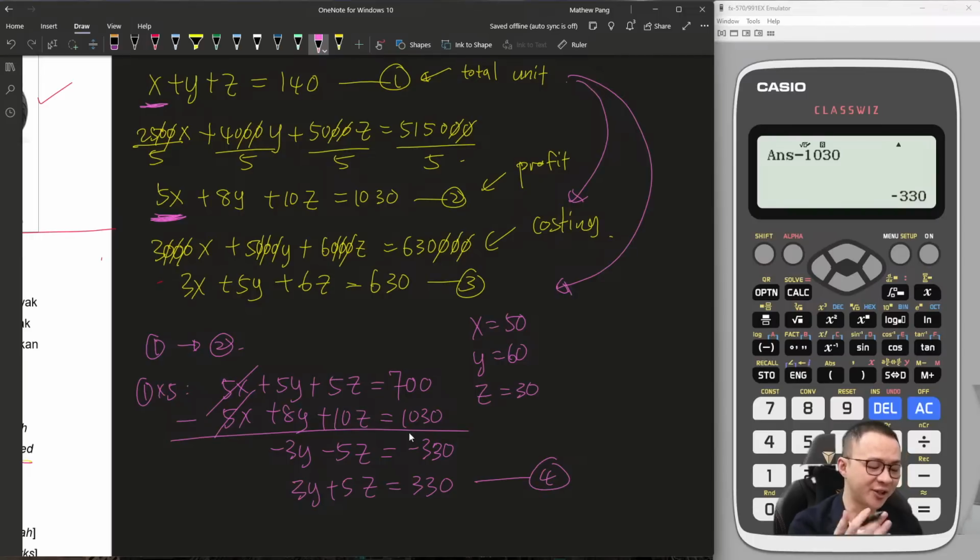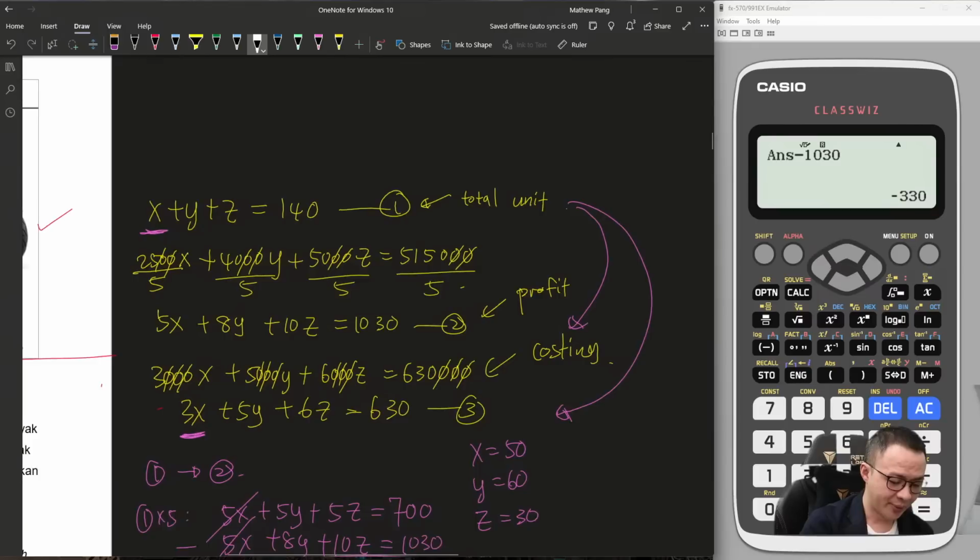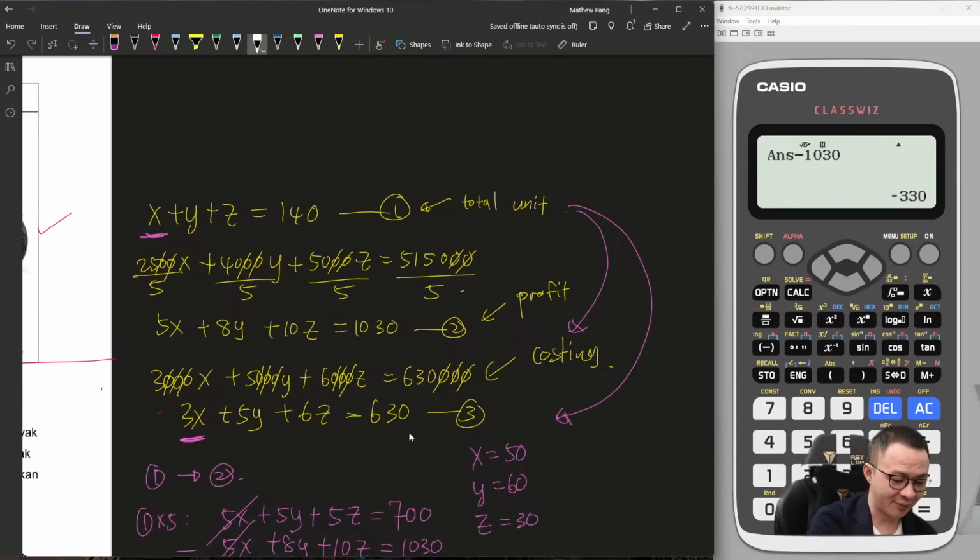Then I will use the first equation and the third equation. In the third equation, I have 3x, and the first equation is only 1x. So I will multiply the first equation by 3 in order to get 3x. Then I can do the elimination. Maybe I write on the top here, save myself some time. So the first equation multiplied by 3 gives 3x plus 3y plus 3z equals 420.